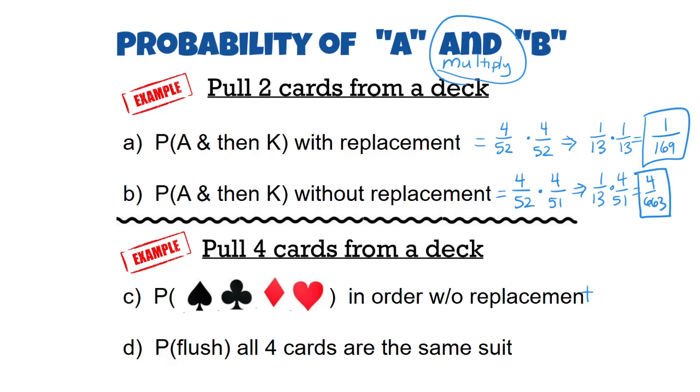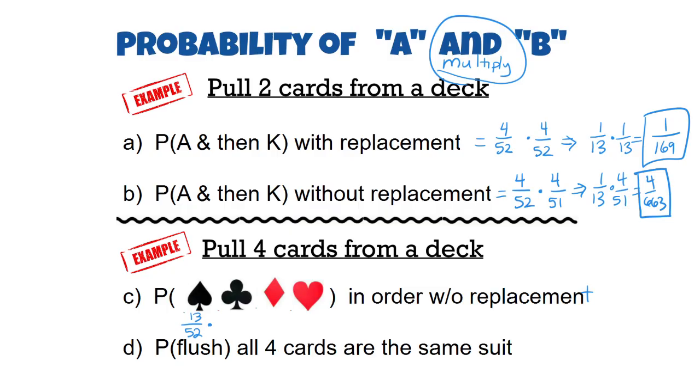Remember, there are 13 of each one of these suits. So there are 13 spades out of a total of 52 cards. And this is an and situation. I want to get the spade and then the club and then the diamond and then the heart. So I'm going to be multiplying.